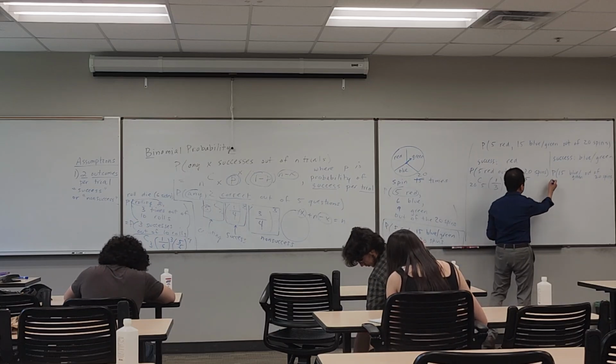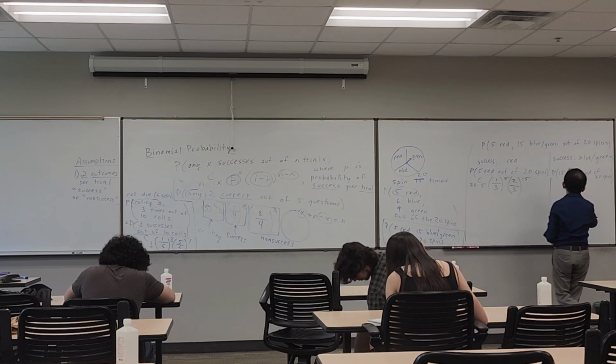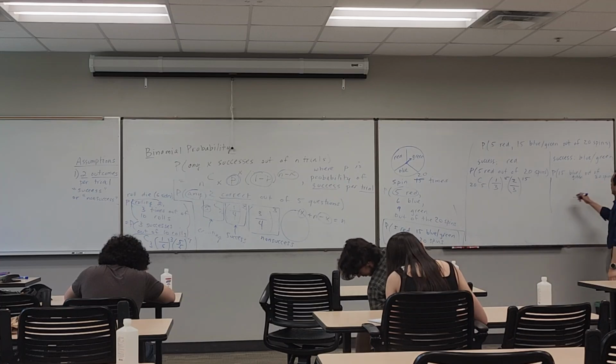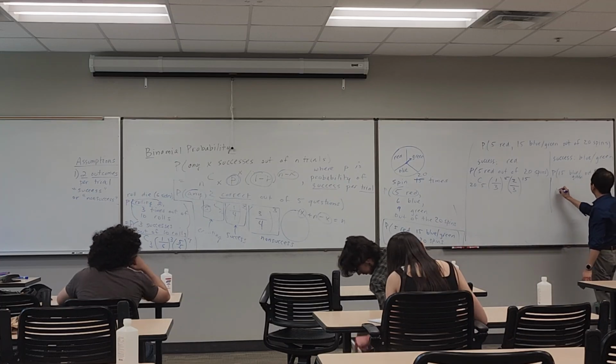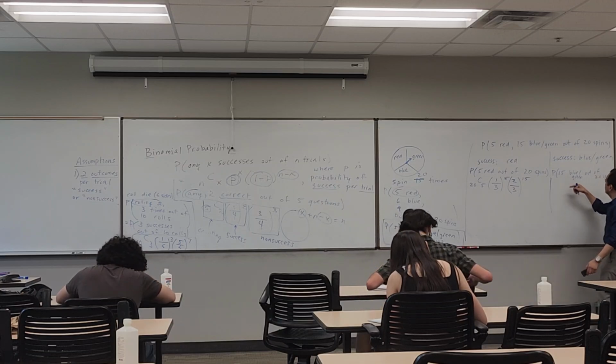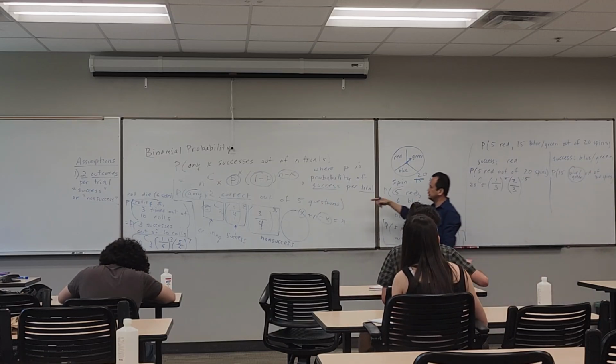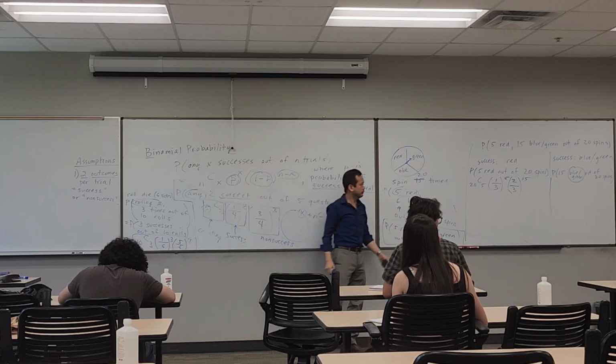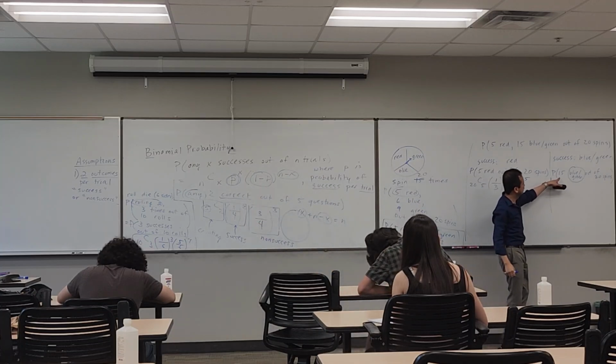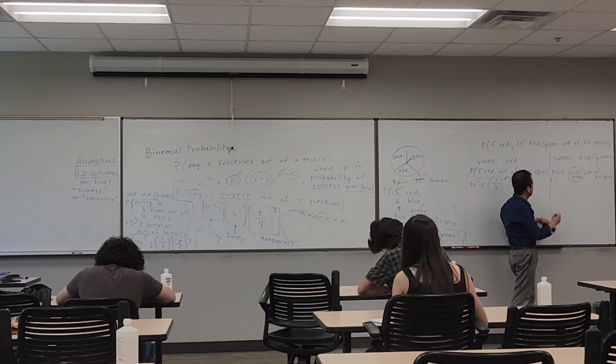So let's do the other case. Now we're deeming blue-green as being a success. If we do n choose x here, what would that be? Yes, 20 choose 15.